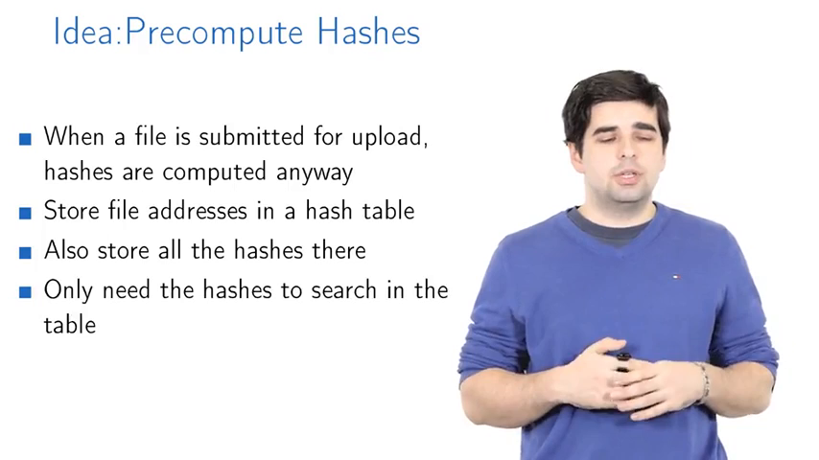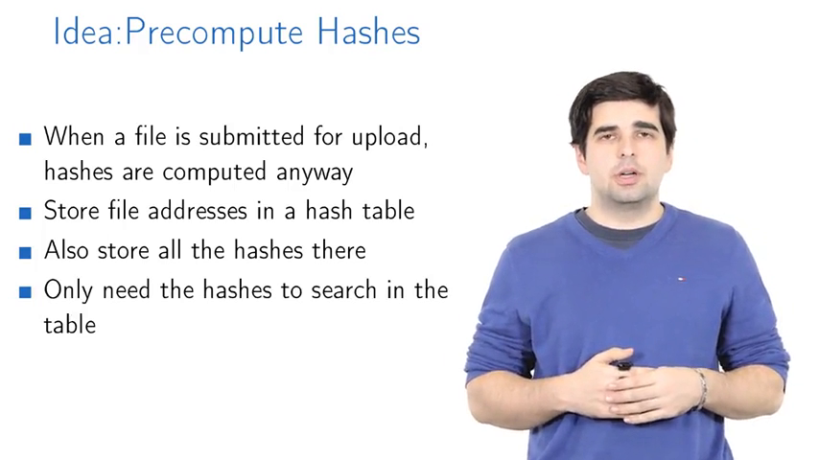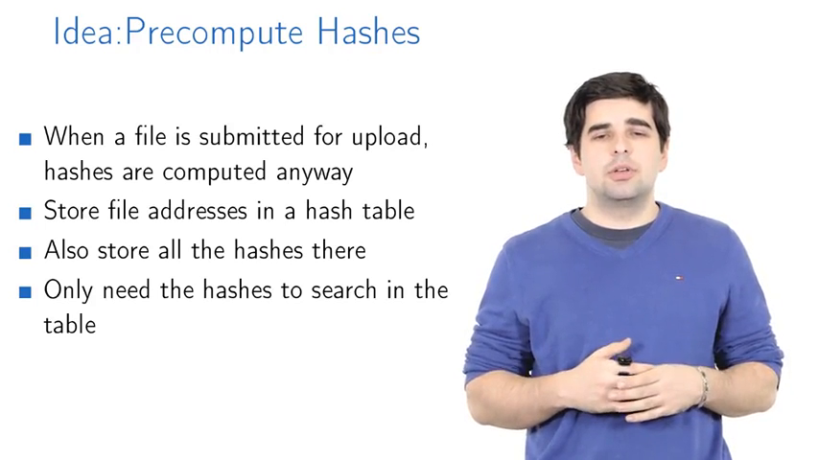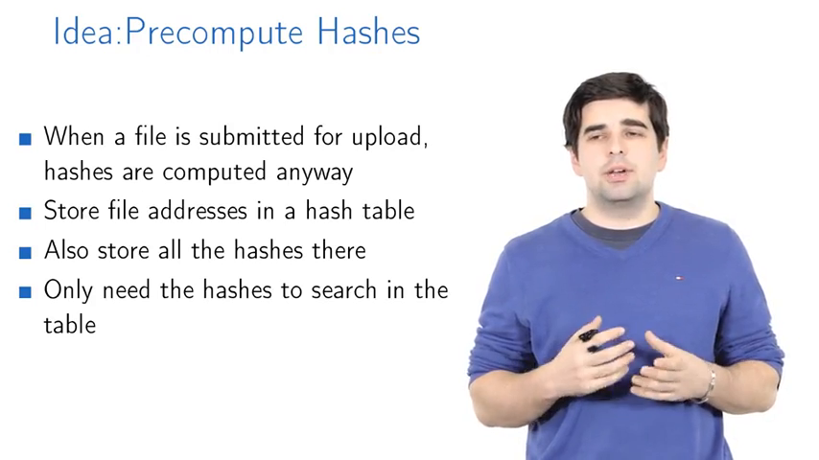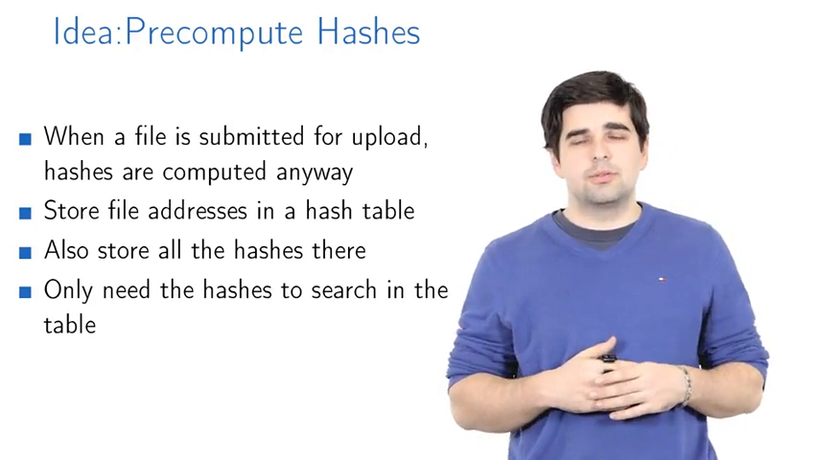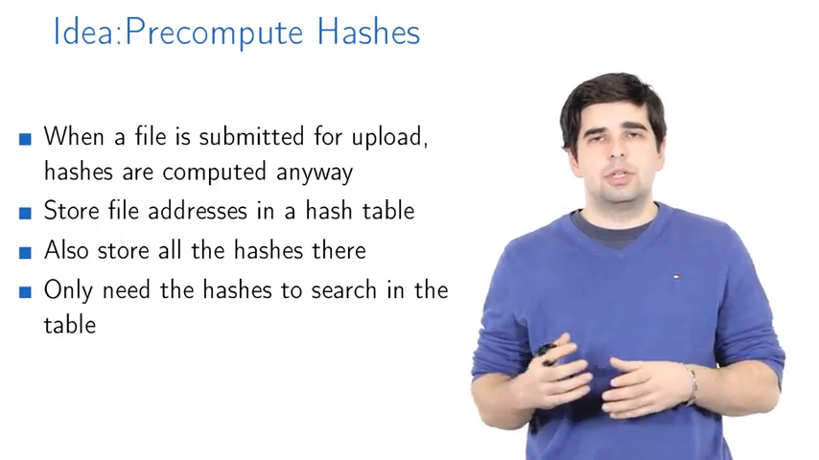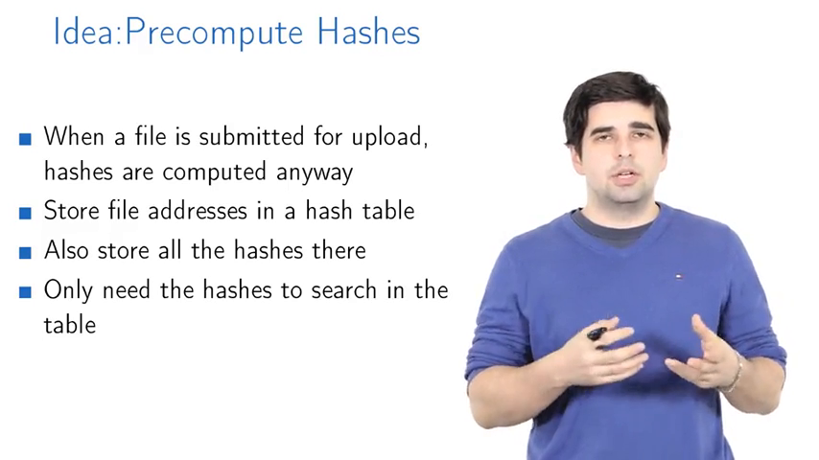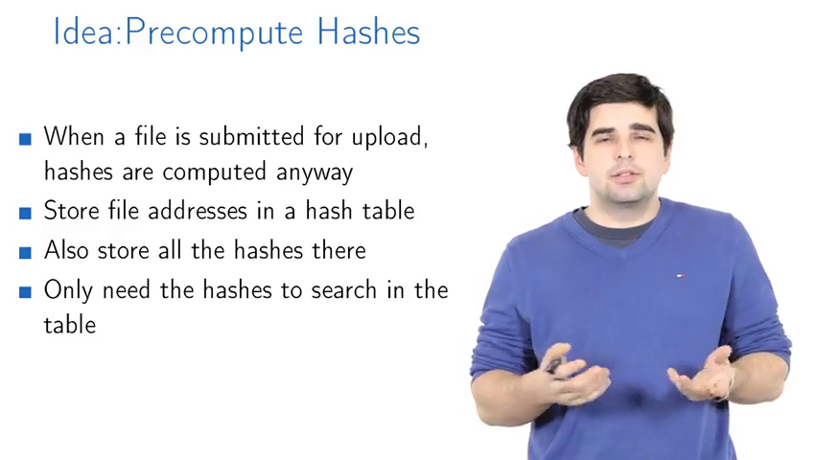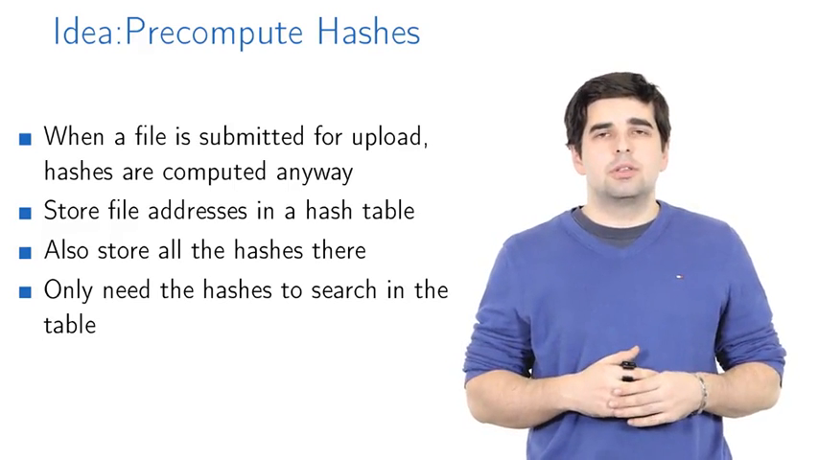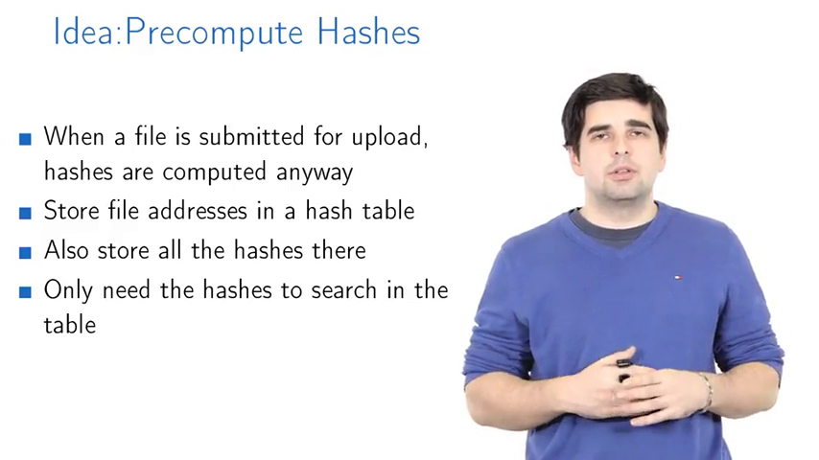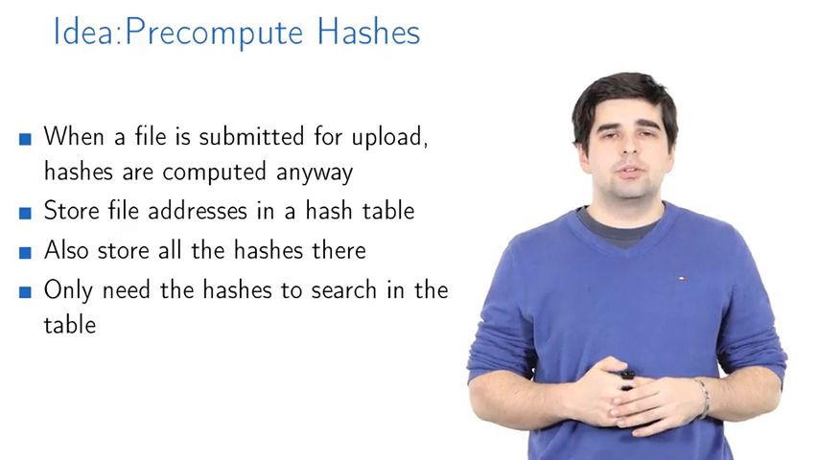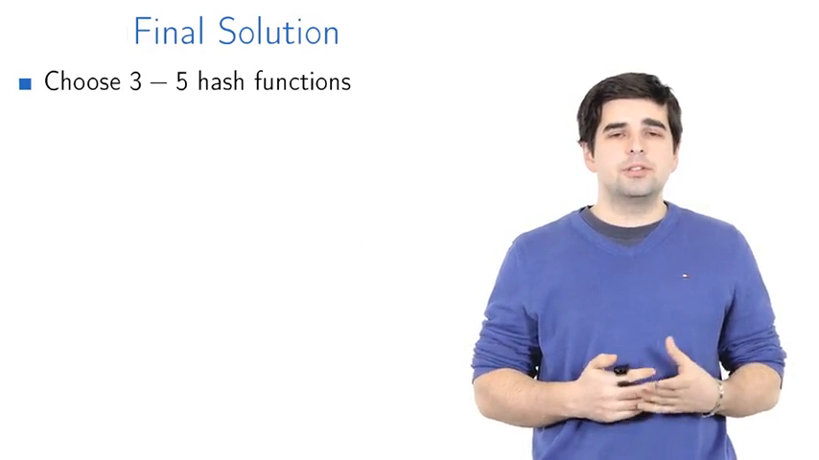And when we need to search for a new file, we actually only need to search in the hash table, and we need only the values of the hash functions on this file to search for it. We don't need to provide the file itself. So we search for the hash values in the hash table, and if we find some file stored in this hash table with the same set of hash values, then we know that there is already such a file stored in the system.